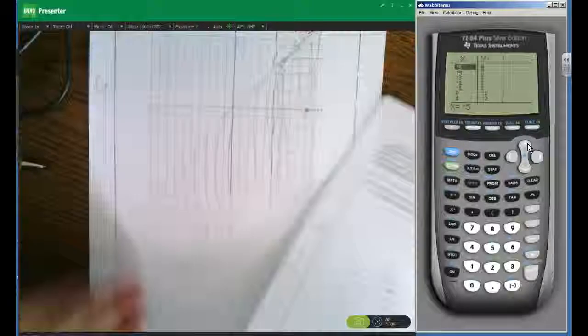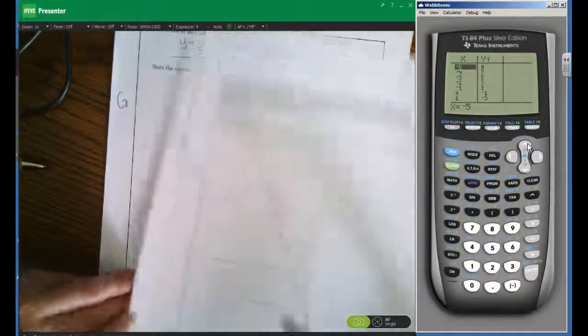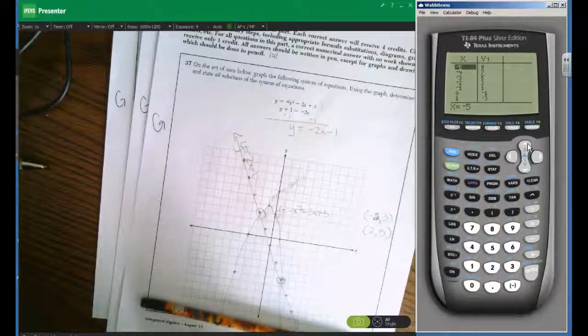Hey, we just finished. Congratulations. That's graphing systems of equations in our geometry for the integrated algebra exam. Great job.